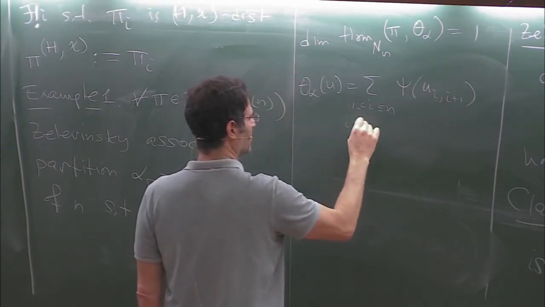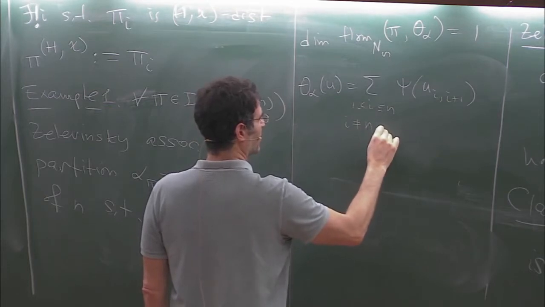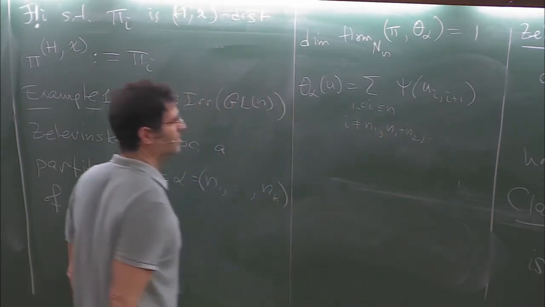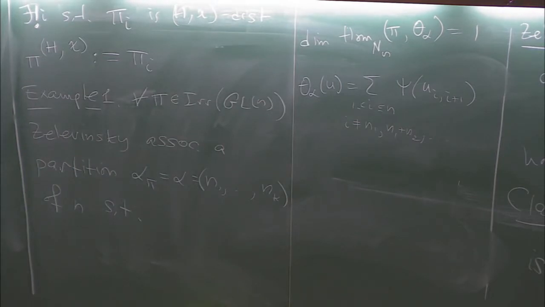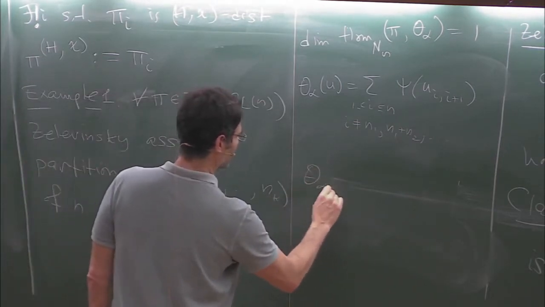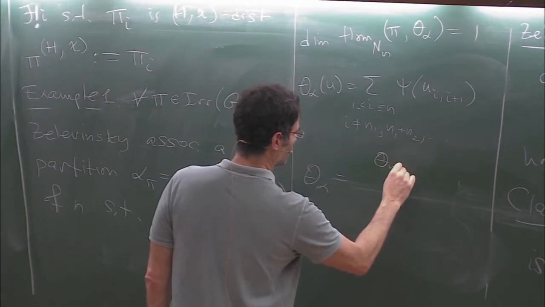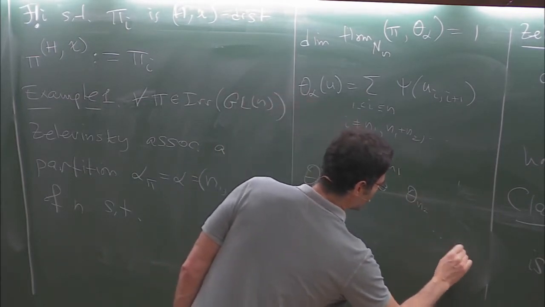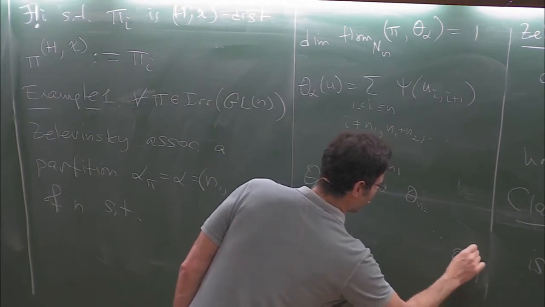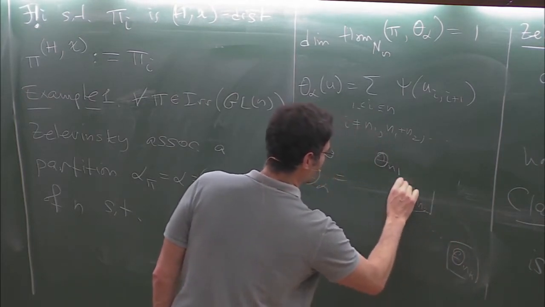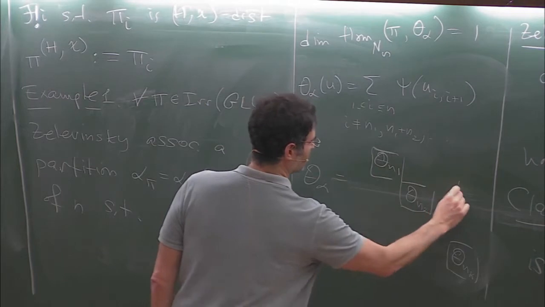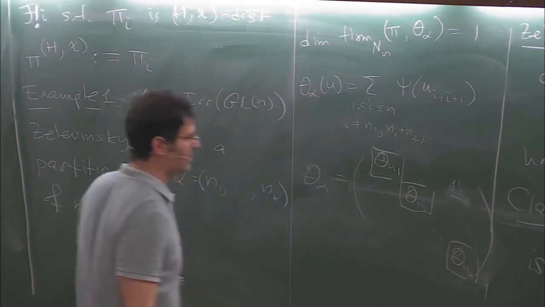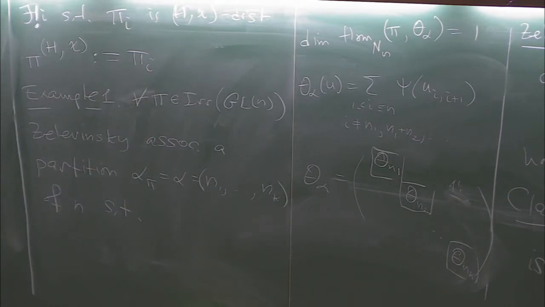the partial sums n1, n1 plus n2, and so on. So basically, you can think of theta_alpha as the generic character in each block of size the component of the partition, and outside you apply the trivial character. Okay.